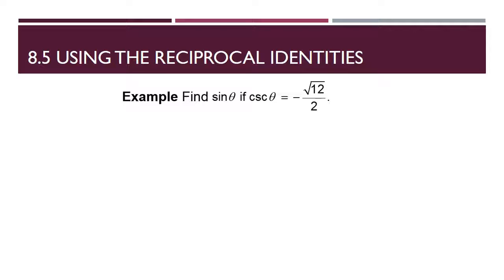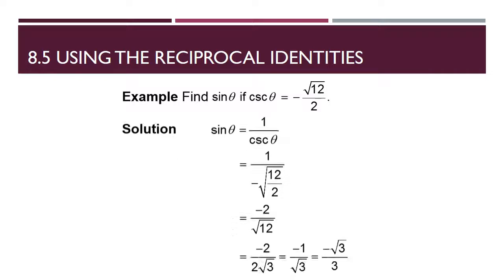So we're going to find the sine if the cosecant is negative square root of 12 over 2. Pause the recording, give this a try, and resume to check your answer. All right, well, sine is 1 over cosecant, so we have 1 over the square root of 12 over 2. Little error there in the notation, that 2 should not be included under the square root symbol.